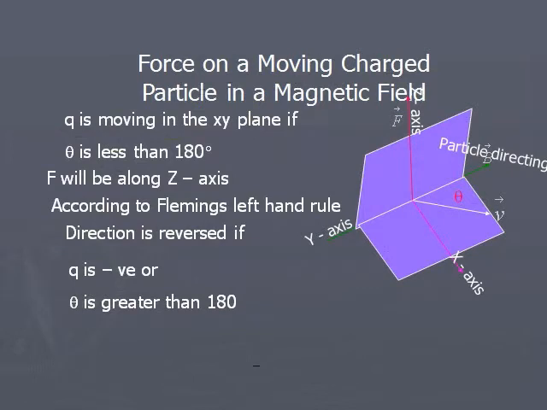If the charged particle is positively charged, then it will be along the positive direction. If it is negatively charged, it will be along the negative direction of that axis. So the direction of the force changes with the change in the direction of velocity, or the angle made by the direction of the velocity with the direction of the field.